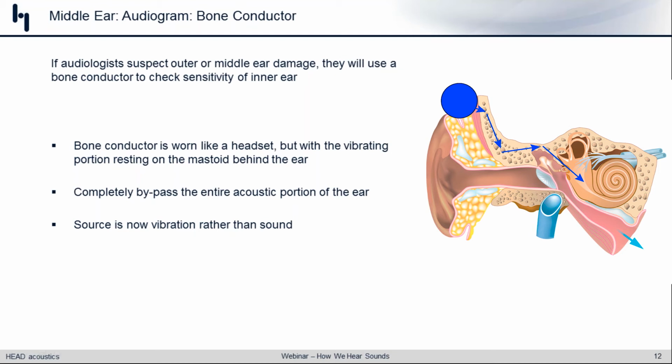And now what we're doing is, if you follow this blue dot, roughly where the bone conductor will be placed, we start vibrating the skull, and we bypass the entire acoustic portion of the ear, bypass the middle ear, and we go right into the cochlea for processing. So you can see why audiologists might apply this if they suspect middle ear damage, to see if your cochlea is still functioning.